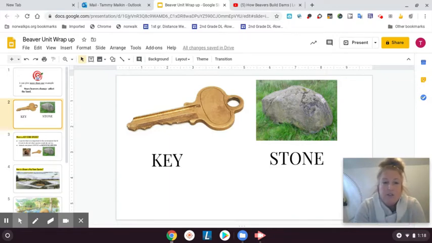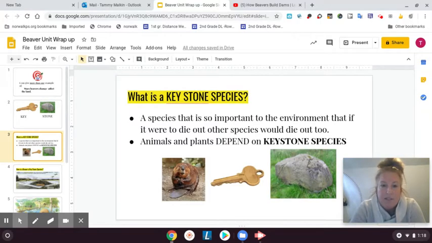So a keystone species like beavers, and there are other examples, let's go to the next one, are very important to their environment. If they were to die out, other species would die out as well. Animals and plants depend on keystone species like beavers. That is why they are so important, okay? Other animals and plants depend on them. They are essential to the environment in which they live.